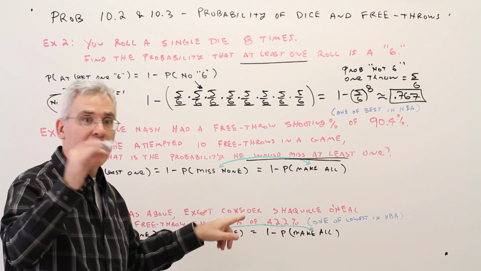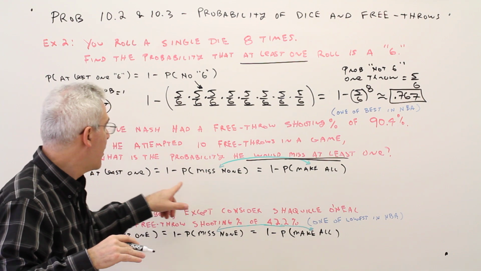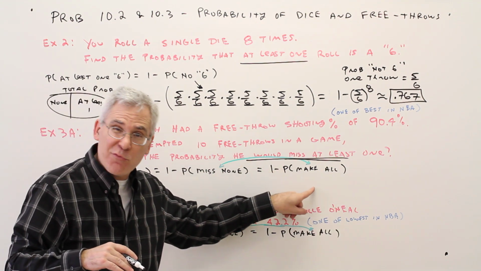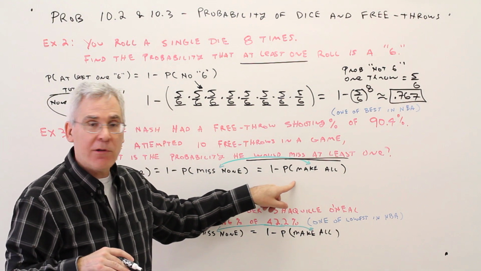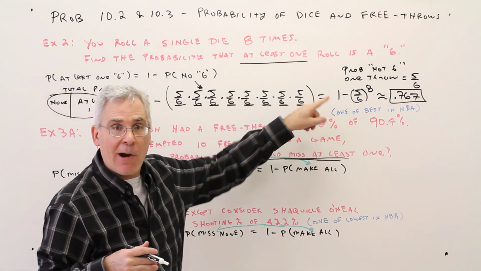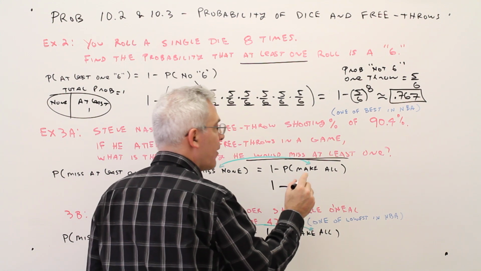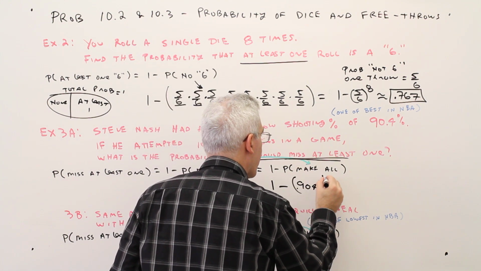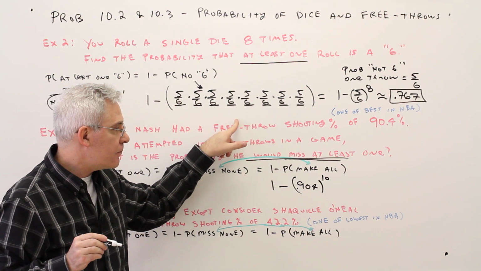Either it's going to rain or it's not going to rain. Either you're going to have at least one of something or none of something. And hopefully you're okay with missing none is really the same as making all. So it's now 1 minus the probability of making all 10 free throws. So now I'm just going to borrow that template right there. And it's going to be 1 minus making all, 0.904 raised to the 10th. Just like that template there.